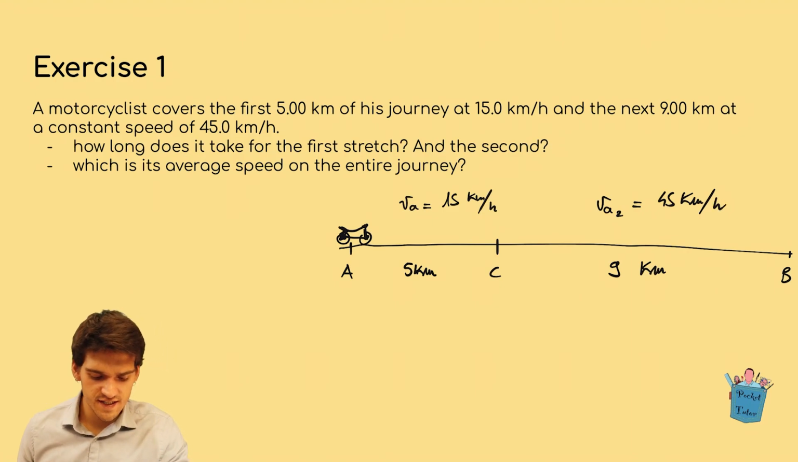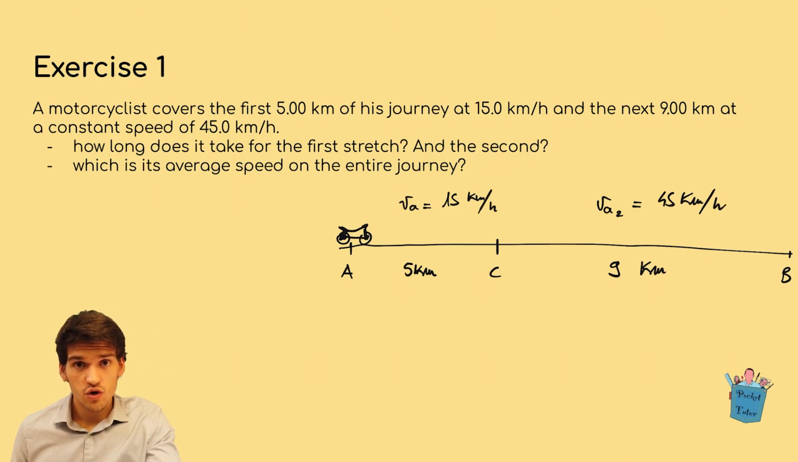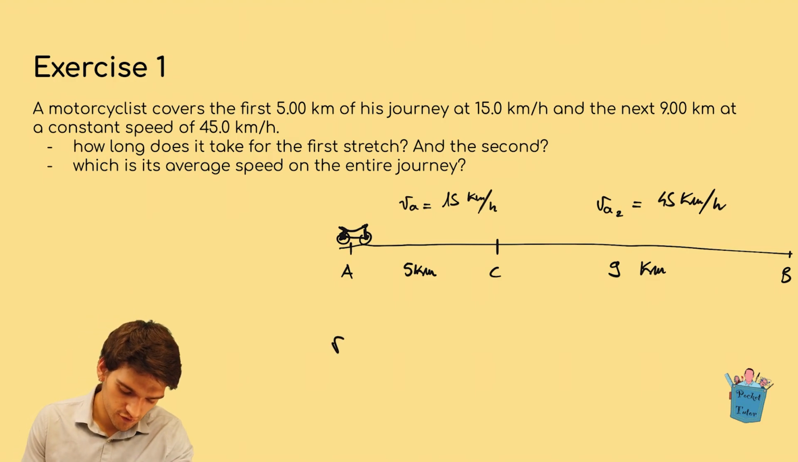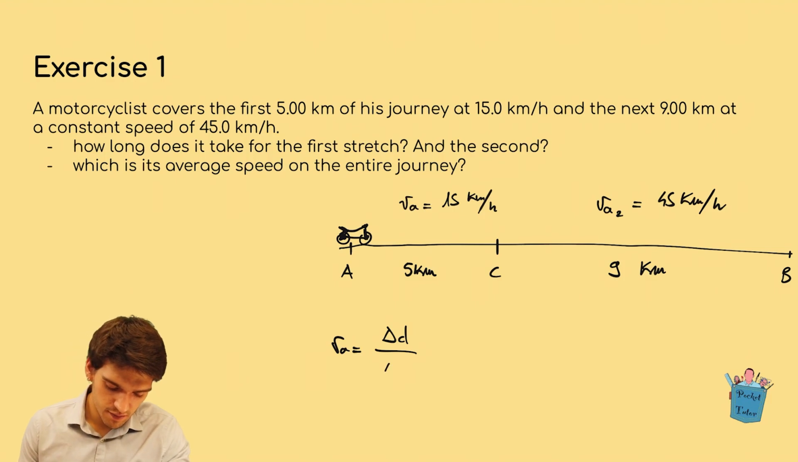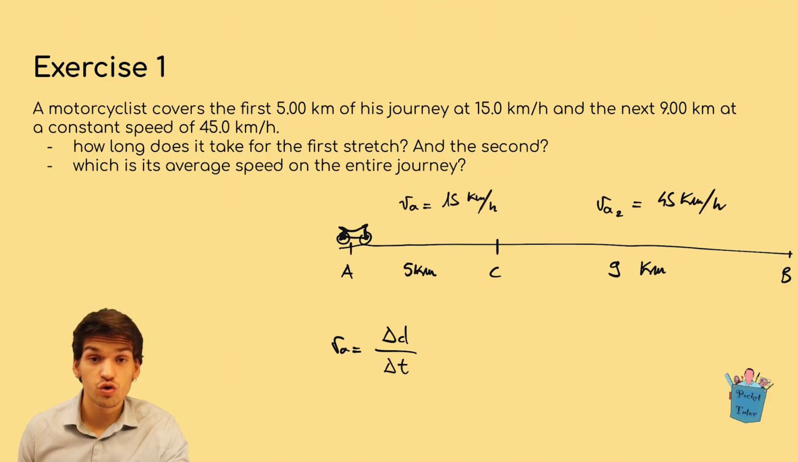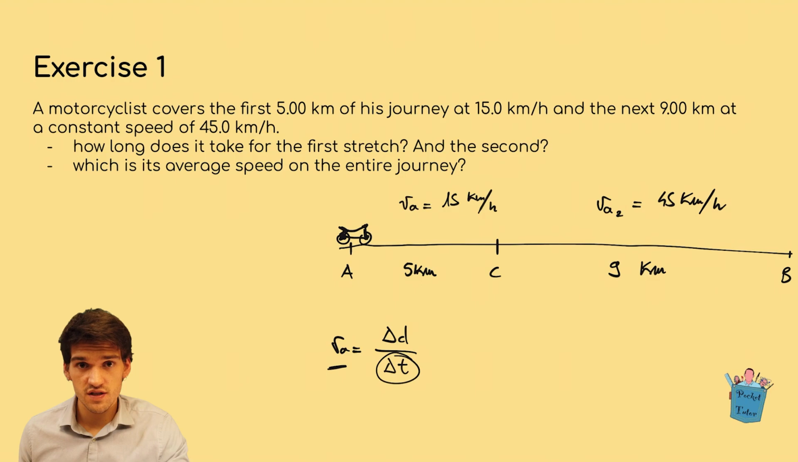So how long does it take for the first stretch? So we know the equation to compute the average velocity, that is the variation of the distance divided by the time interval needed to cover the distance. In this case, for the first stretch, we know the average velocity, we know the distance that the biker travels, that is 5 kilometers. We just need to compute the time needed to cover the distance. And we just need to use the inverse formula.